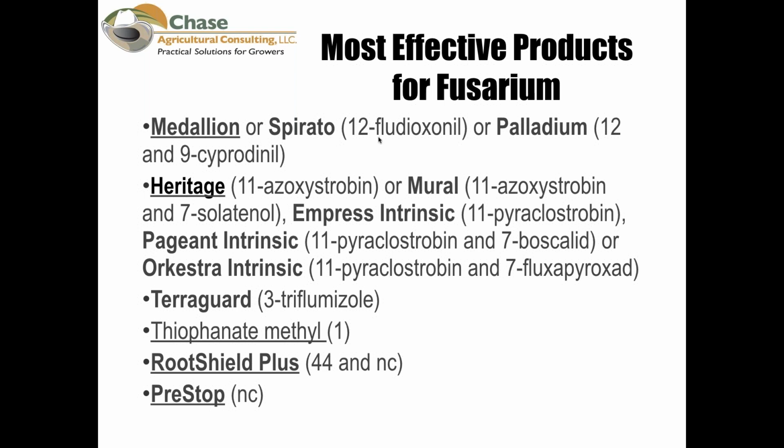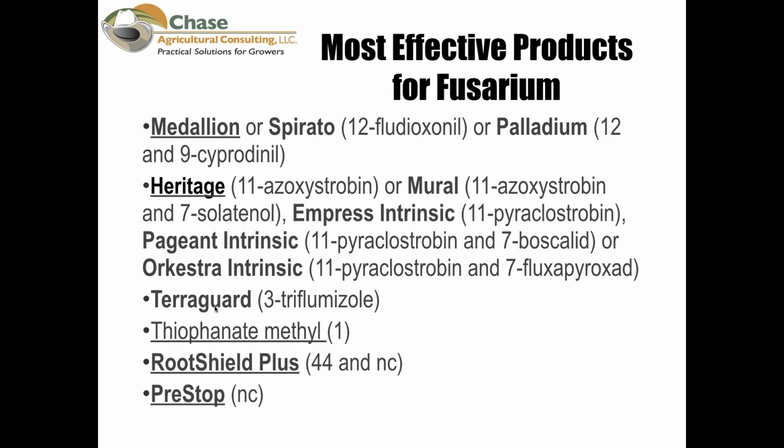Medallion, you have registered. It's in a FRAC group 12. This is a formulation that you don't have, and I don't believe you have Palladium, which has 12 in it plus another one. So we're looking at Medallion, Heritage, plus all these other things I showed you in the other trials, where we got some control of Fusarium, but you don't have them.